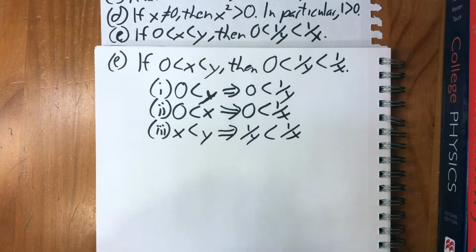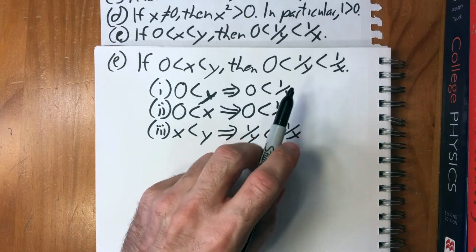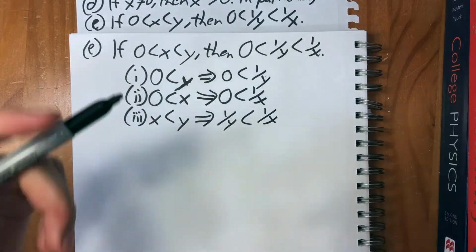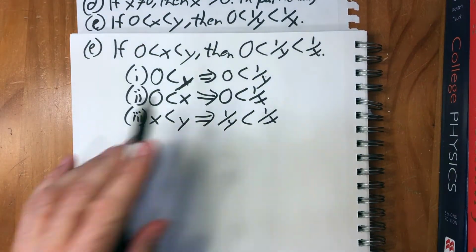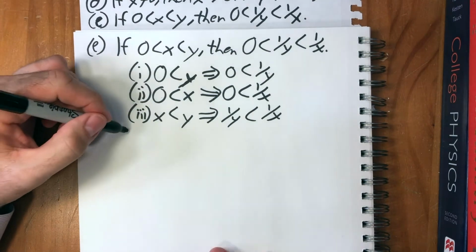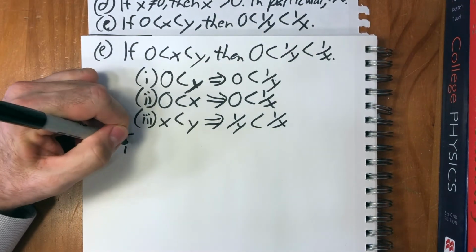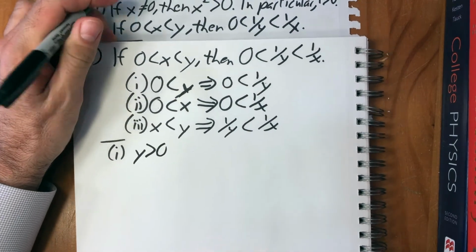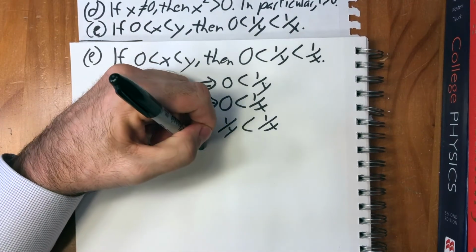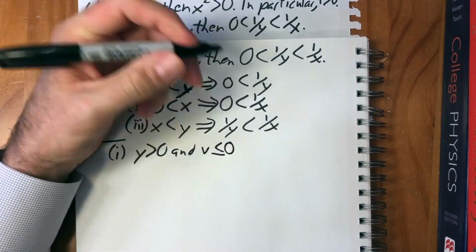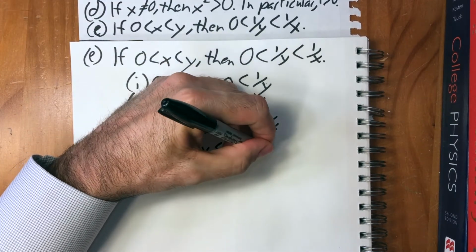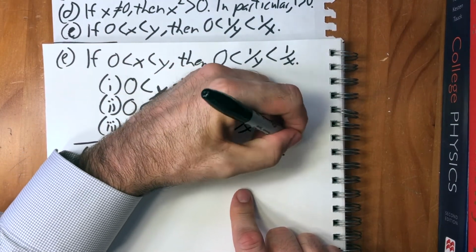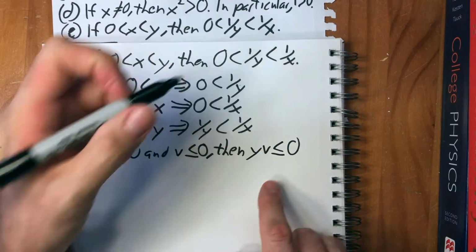Okay, so we actually need to show, first of all, that we're not just showing that if x < y, then 1/y < 1/x. We're also showing that they maintain their sign. So, one. We know that if y is greater than 0 and some number v is less than or equal to 0, then yv is less than or equal to 0.